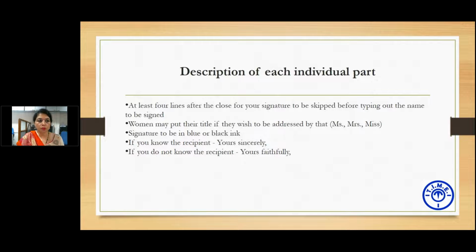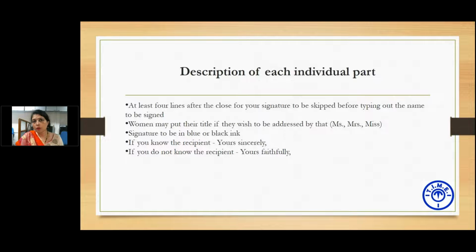The signature should be either in blue or black ink, and care needs to be taken that the pen should not be of various colors. Okay, green, red, pink, all these colors should be avoided because it's formal. It has to be presented in a very, very formal manner. The look has to be very formal.